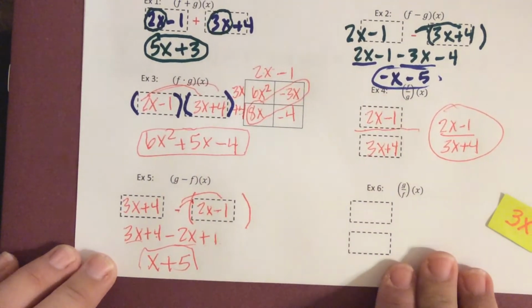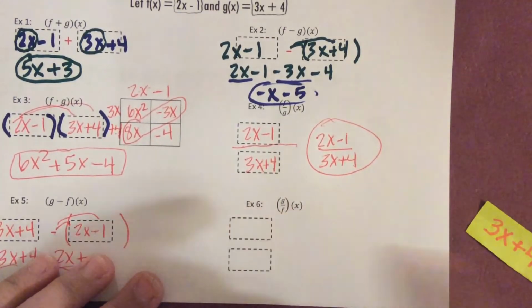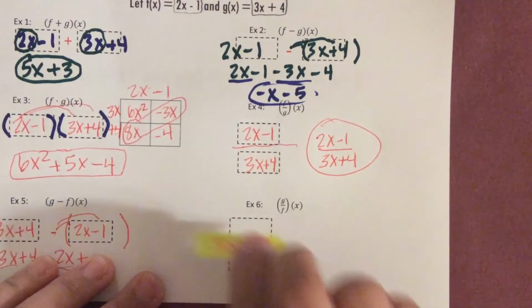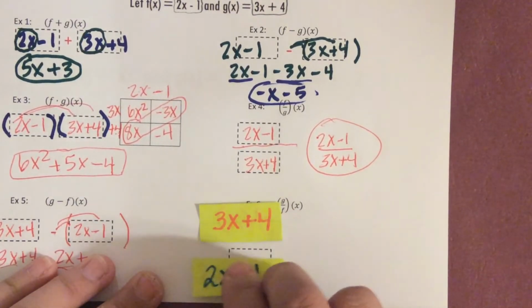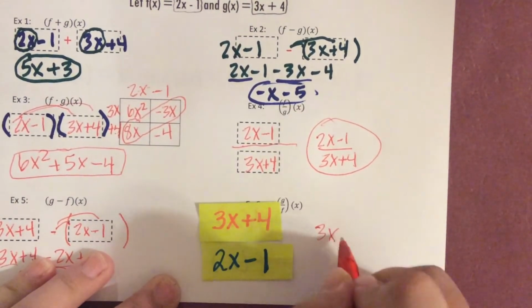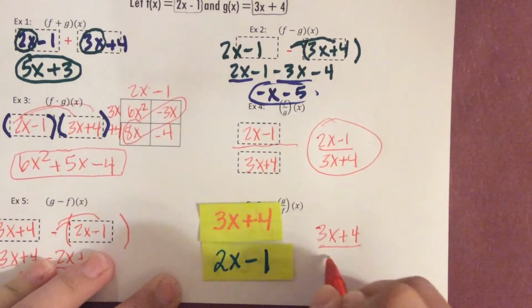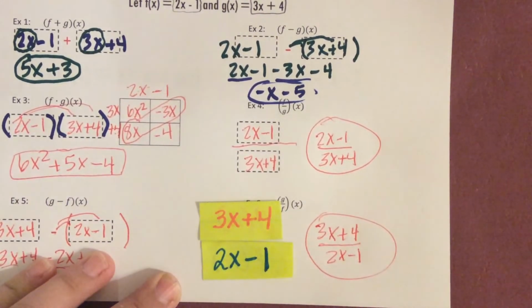And then the last example over here is g divided by f. So we're going to put the g on top: 3x plus 4 over 2x minus 1. And you cannot do anything. Nothing cancels, and so that's going to be your final answer.